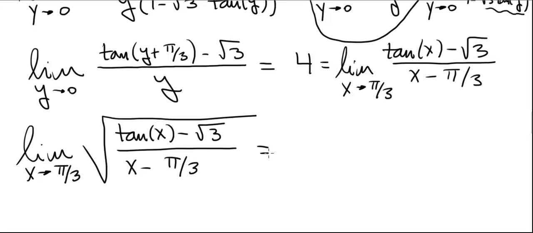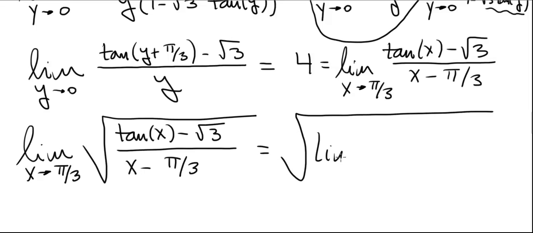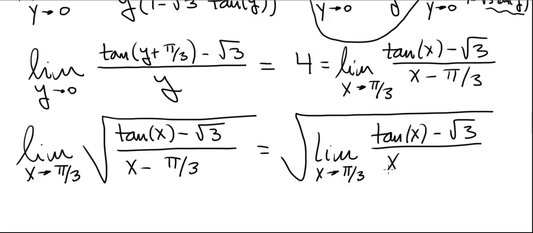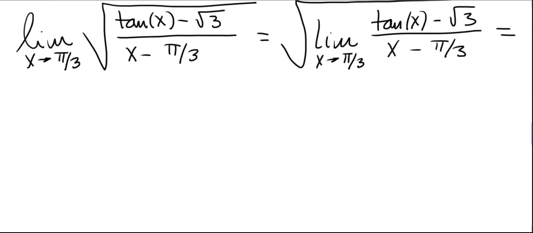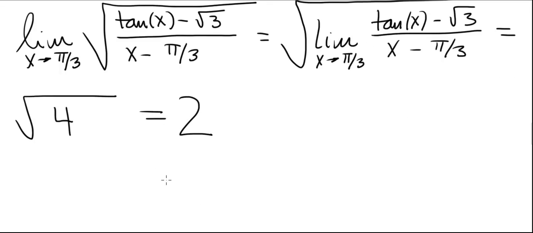We saw that this was the same as the square root of the limit as x approaches pi over 3 of tangent of x minus square root of 3 divided by x minus pi over 3. We just saw that that limit is 4, so our final answer is the square root of 4, or 2.